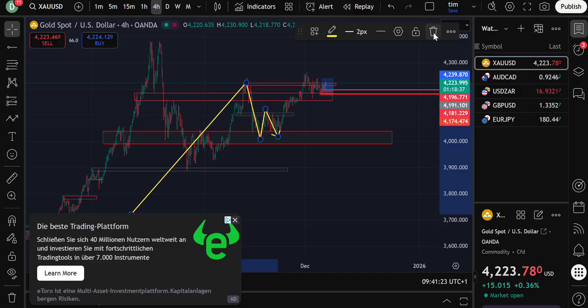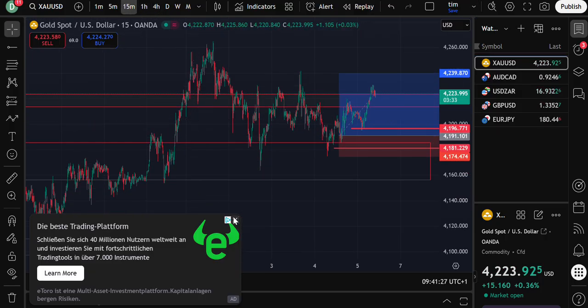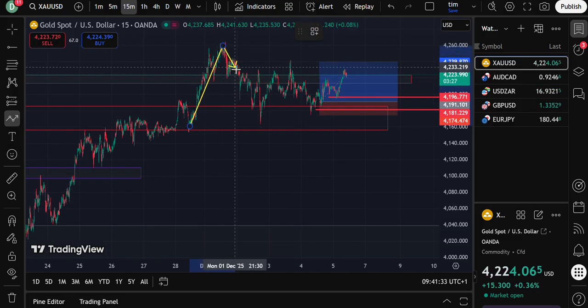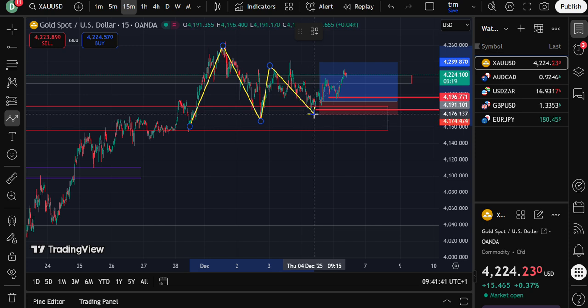So let me try and go a bit deeper. And a bit deeper, what we see here is that we have gold going up, then reaches this area of resistance, goes up, then comes back again in this area of resistance.